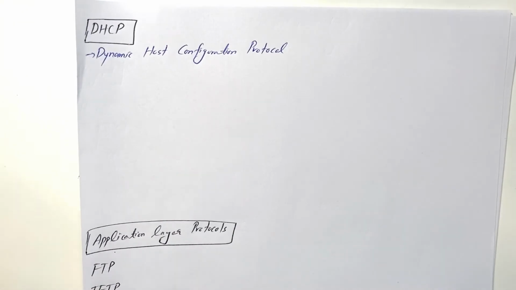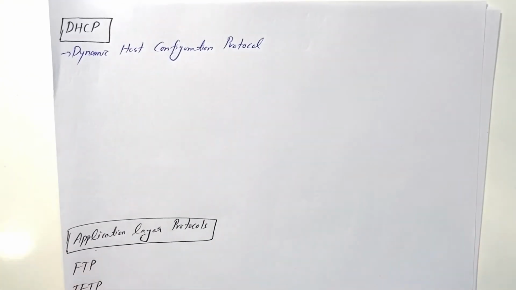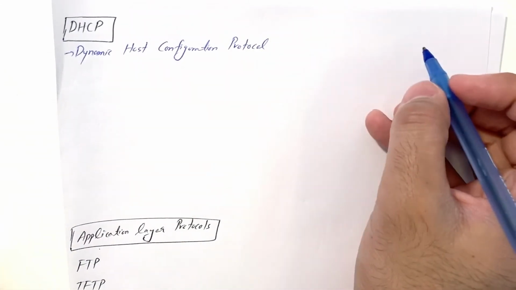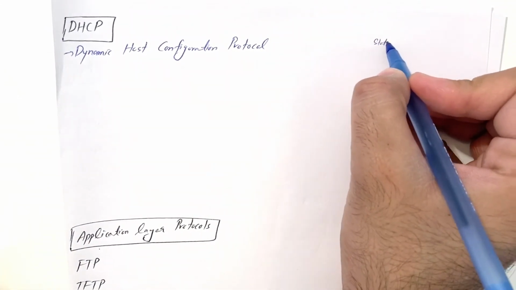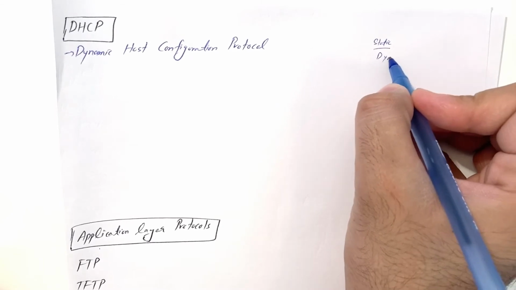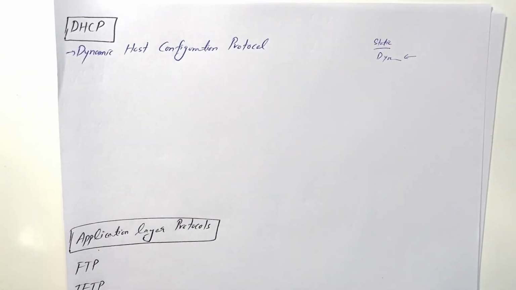In DHCP, there are two types of IP addressing. If anybody joins a network, there are two types of IP addressing. Firstly, you can assign a static IP address to somebody, or you can give a dynamic IP address. Dynamic means whichever IP address is available, you can give to the new host.